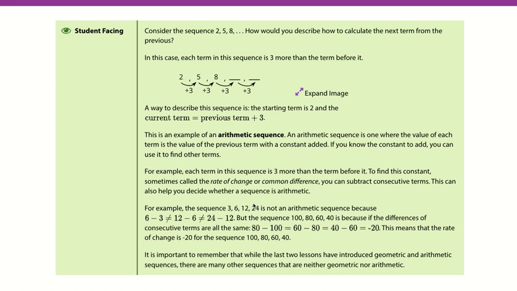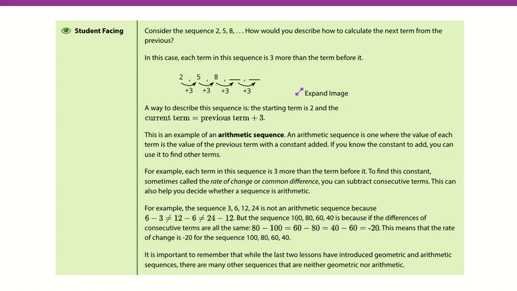So for example, if we look down here, that sequence says 3, 6, 12, 24. That is not an arithmetic sequence, because if we do 6 minus 3, that does not give us 12. That actually gives us 3. If we do 12 minus 6, that gives us 6. So all of those are giving us different numbers. So the change that's happening here is not consistent.